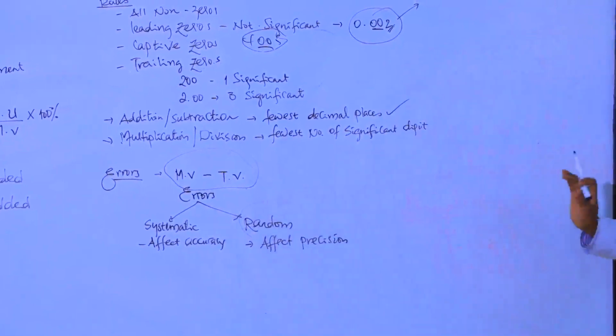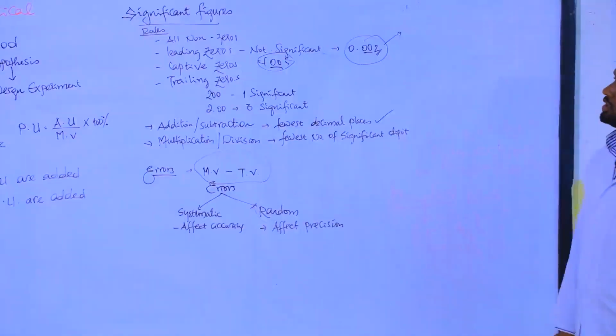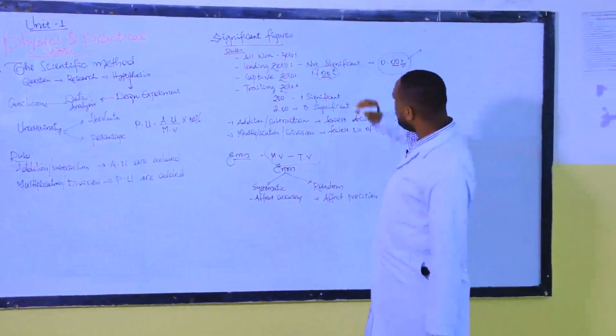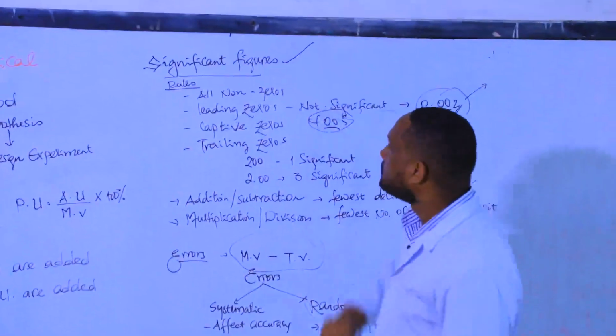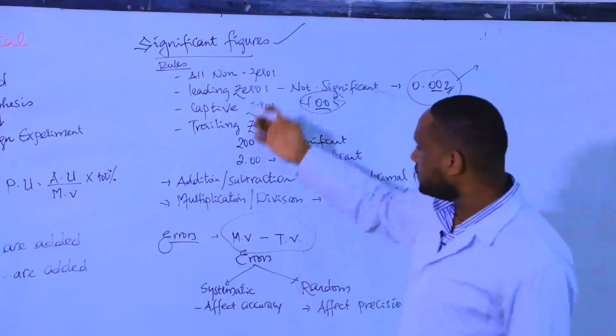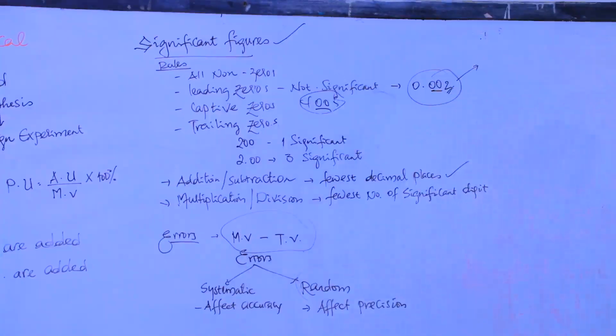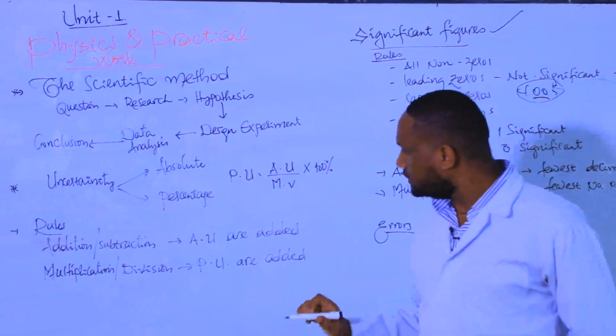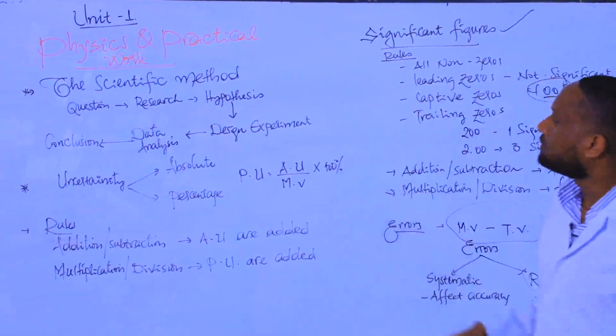So this is basically all about Unit 1. In your national exam, we expect questions from significant figures, okay, how to add them, how to determine the number of significant figures in a reading, and how to operate with significant figures. You may also find some questions related to uncertainties.